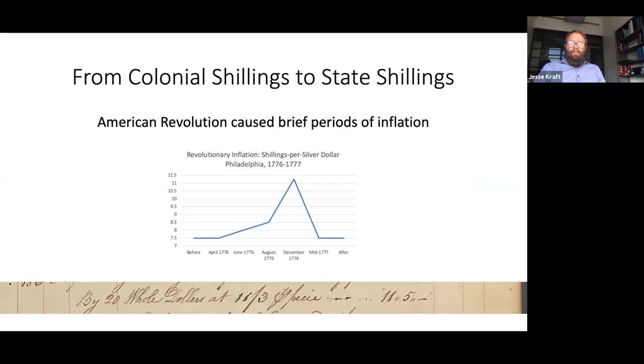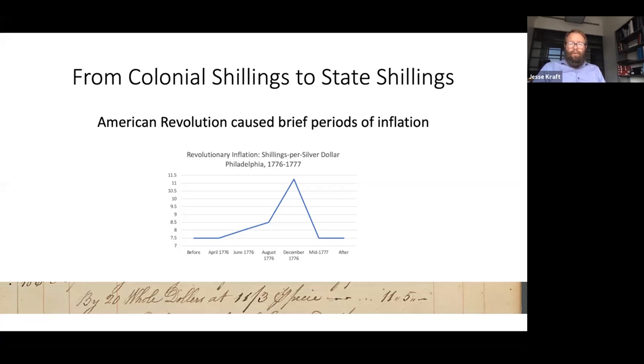Even the shillings saw inflation when compared to silver and specie. The Spanish American 8 reals, for example, in New York generally exchange hands at seven and a half shillings. In Philadelphia rather, though this went up to 11 and a quarter shillings by December of that year, though they quickly settled once again.